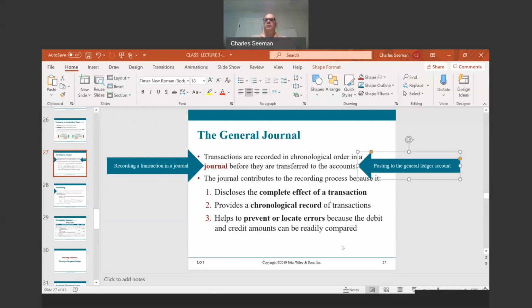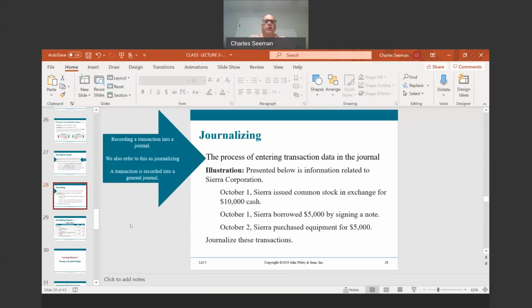The journal contributes to the recording process because it discloses the complete effect of a transaction, provides a chronological record of transactions, and helps prevent or eliminate errors because the debits and credits can be readily compared. Analysis of any transaction data in a journal. Recording a transaction in a journal.